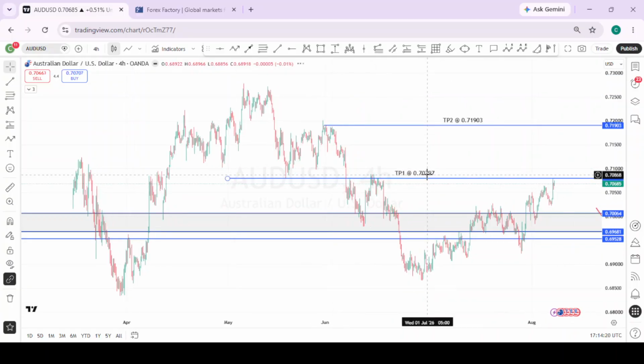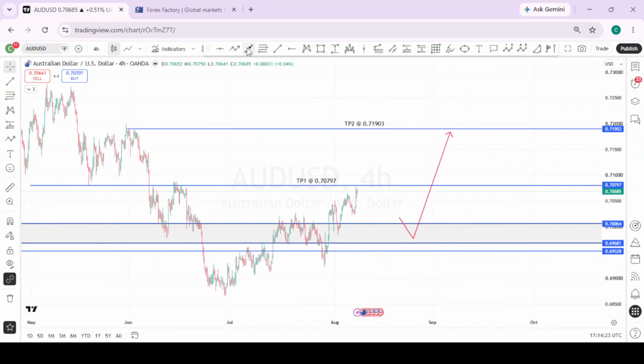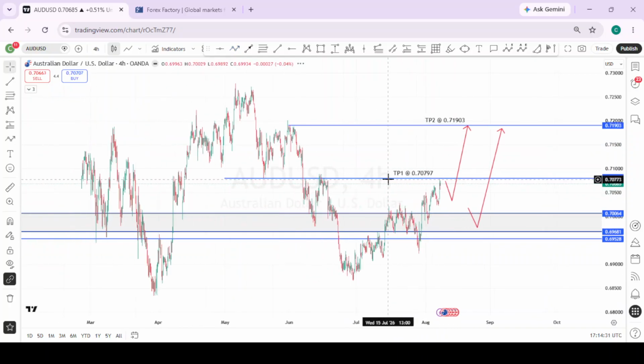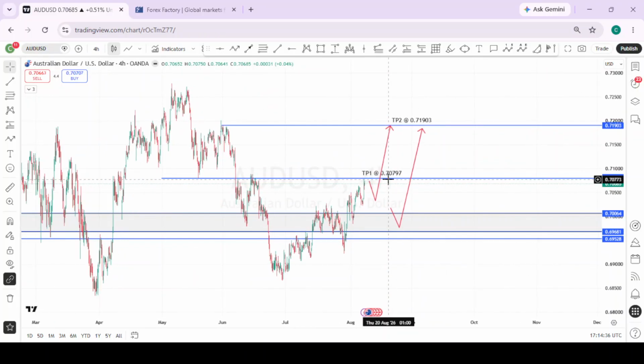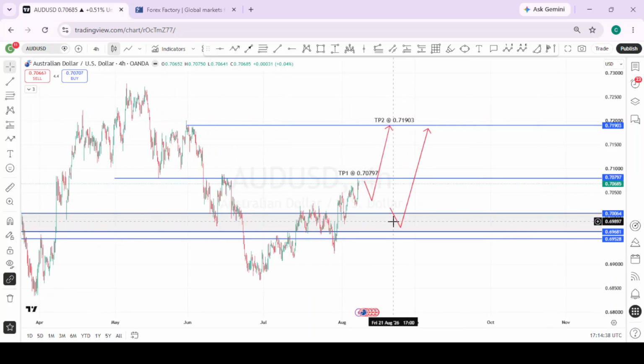But going into next week, if we get any higher low formation, any buy confirmation, we look for a continuation to the upside to the various TPs we have above here. So we are very bullish on AUD USD for the coming week. But if price also manages to find its way back into the area of interest and give us some confirmations here or here, we'll still take our buys from here to the upside.